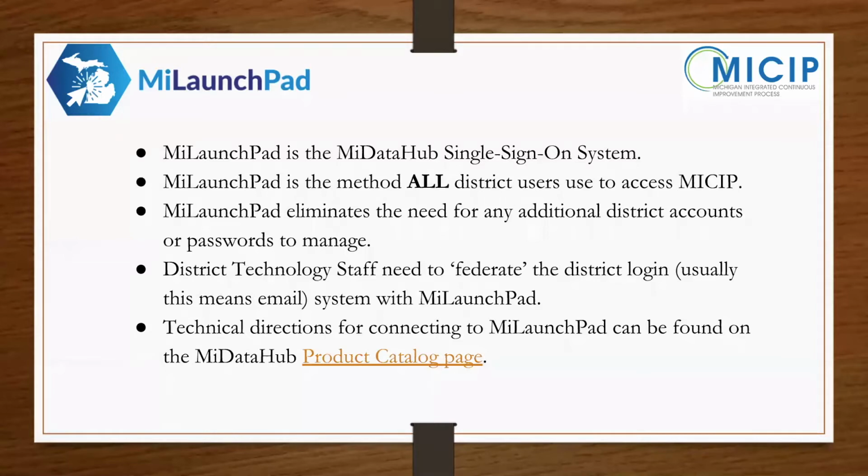The first integrated system is My Launchpad. My Launchpad will be used as the Data Hub's single sign-on system for all district users. My Launchpad eliminates multiple login names and passwords. If your district has federated data with a Data Hub, you will use your own district's login credentials to access MICIP.